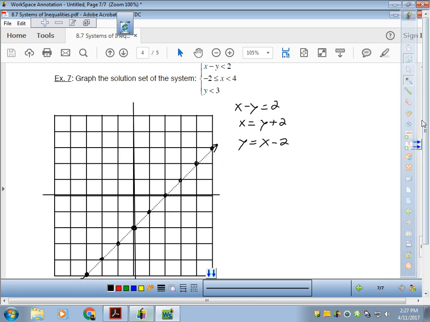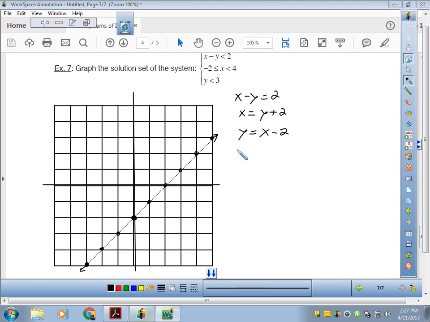And then we want to decide how does this get shaded. So we will test a point 0, 0. So 0 minus 0 is less than 2. 0 minus 0 is 0. So we have 0 is less than 2. That is true. 0 is less than 2. So on this one we want to shade up above this line. So that way we include the point at 0, 0.